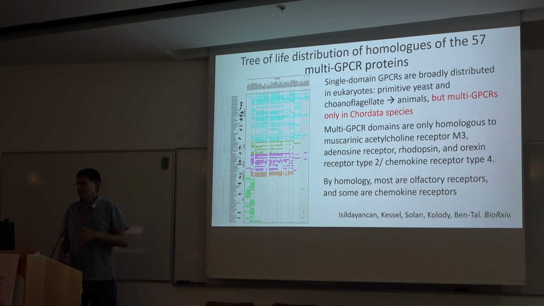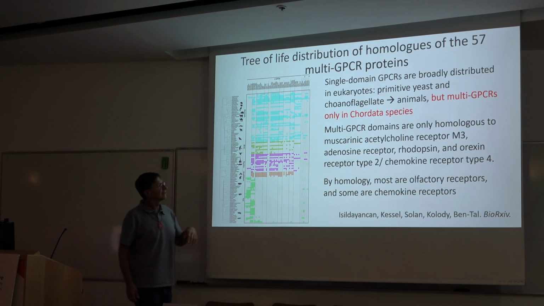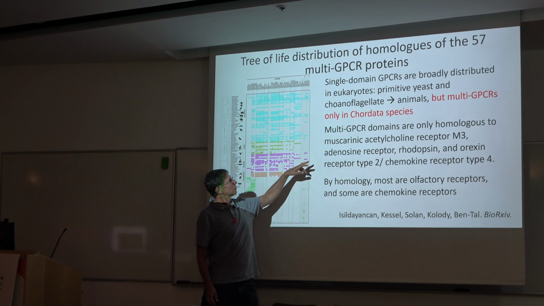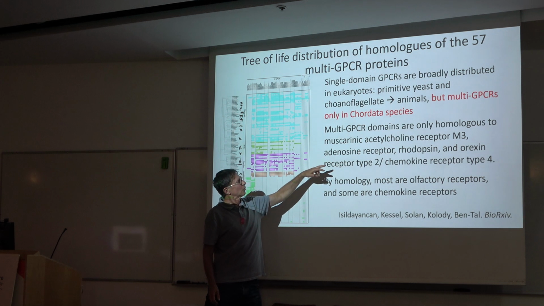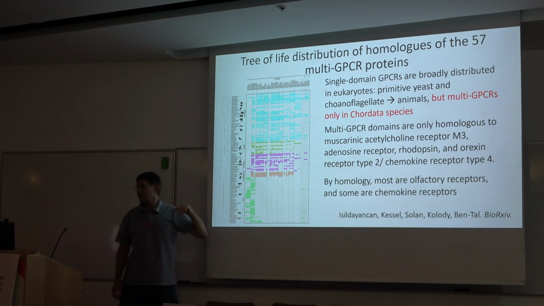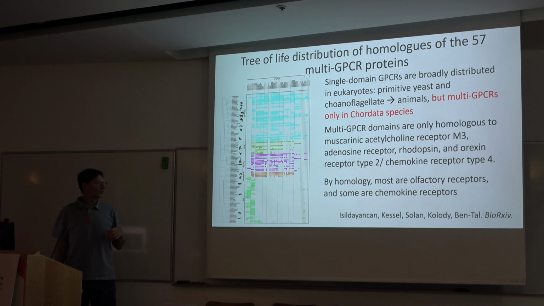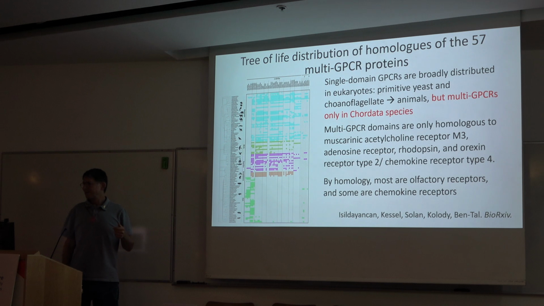We started with all known structures at the time, which included various types of GPCRs, and yet we did not discover multi-GPCRs with all of them, but only with those that are homologs to muscarinic acetylcholine receptor, adenosine receptor, and those that are listed here. So it's rather limited. And based on homology to existing ones, most of them are olfactory receptors, and some are chemokine receptors.